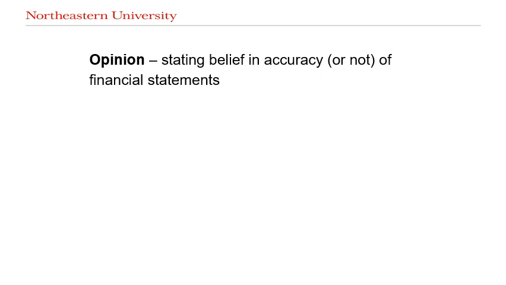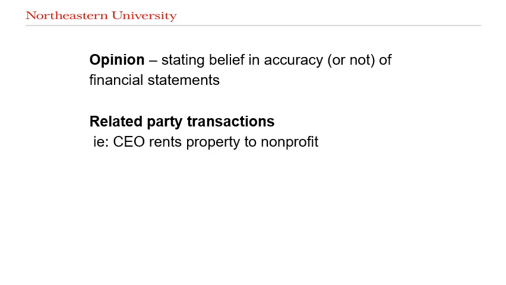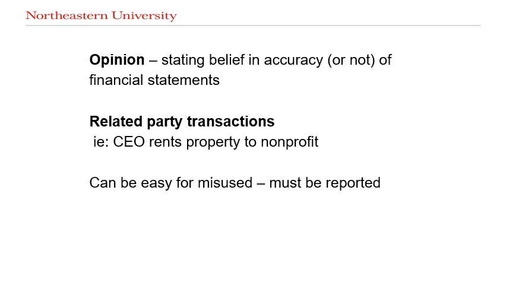The audit will also include an opinion, which may be one of the most important parts of the audit, stating if the auditor believed that the financial statements are accurate. The audit will include a discussion of any related party transactions, and an example of that would be if the CEO of the organization rents his or her personal property to the nonprofit. That is in itself not illegal and certainly not necessarily unethical, but it could be. It could easily be misused, so it must be reported.